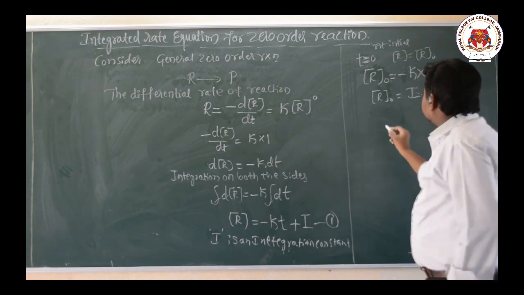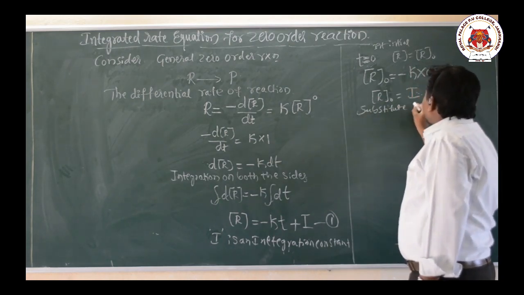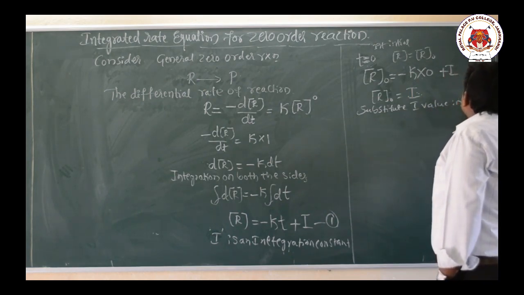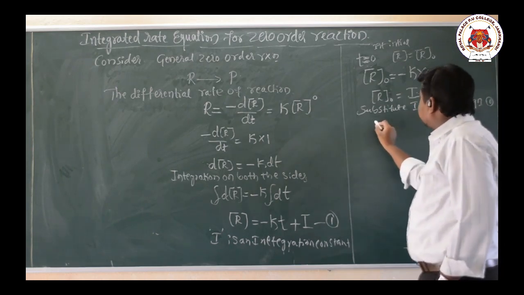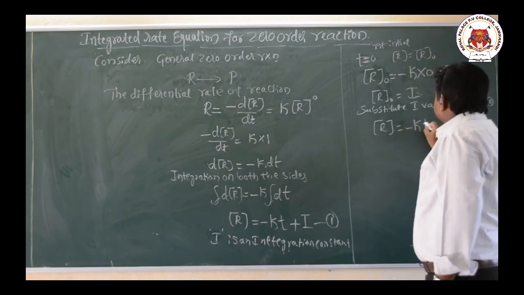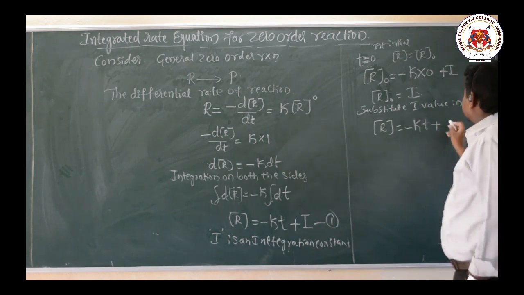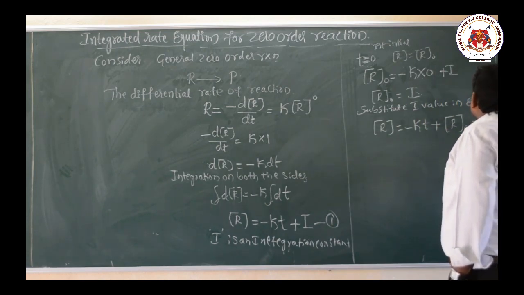Substitute the I value in equation number 1. After putting this I value in equation number 1, you will get R equal to minus kt plus the I value, which is R naught. So this is equation number 2.